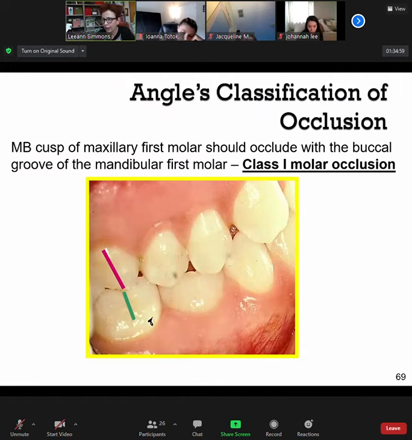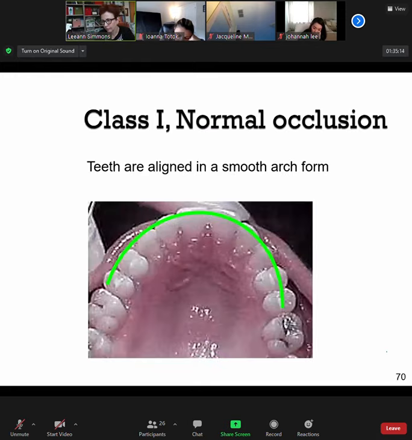So here we have a class 1 occlusion. Pink is the maxillary landmark and green is the mandibular landmark. Class 1 molar occlusion. And the teeth are lined up beautifully. These incisal edges all line up together along with the buccal cusps in the posterior. It is a perfect alignment, a smooth arch form. That's a class 1 normal occlusion. We just call it a class 1.